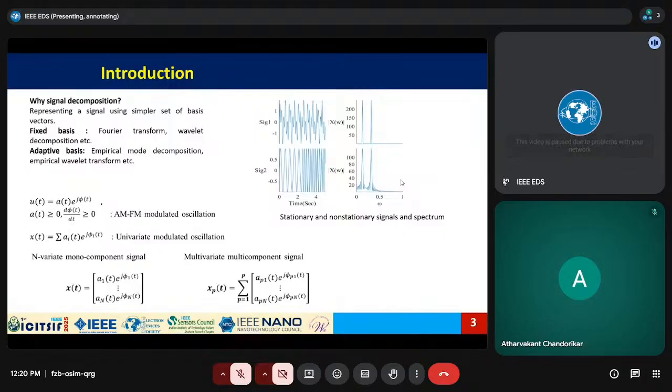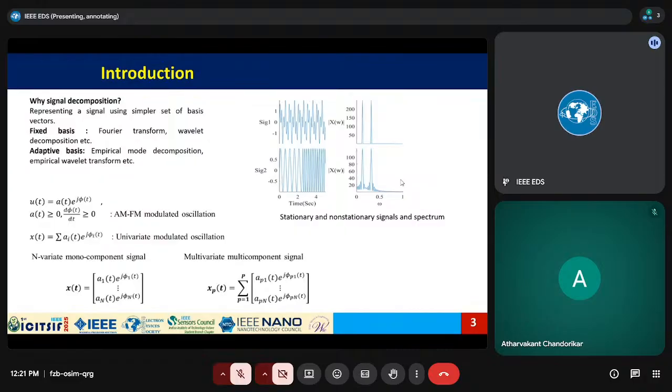If you use this Fourier transform, there are different kinds of signals, and one kind of classification is stationary and non-stationary signals. If you apply the Fourier transform to stationary and non-stationary signals, the spectrum does not come out to be unique. This is a stationary signal and that is a non-stationary signal, and the spectrum is the same. So this is one of the major limitations of the Fourier transform.